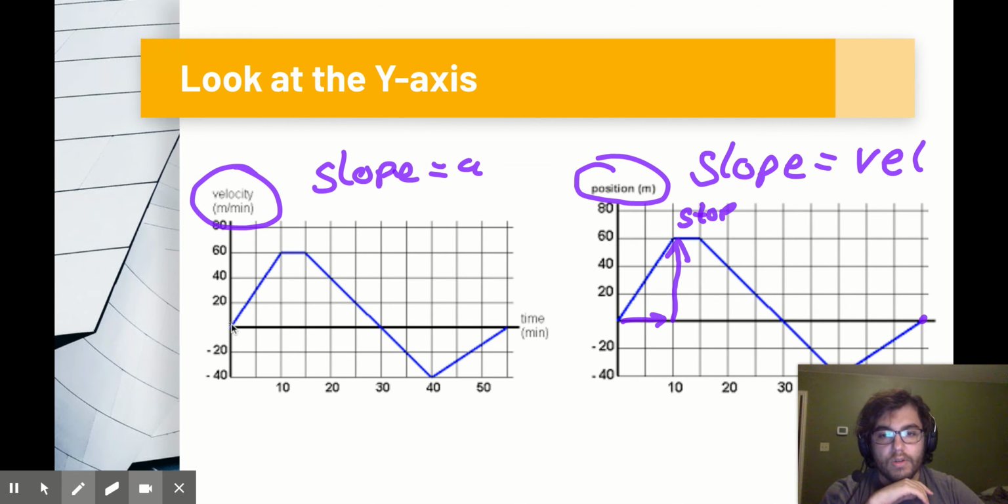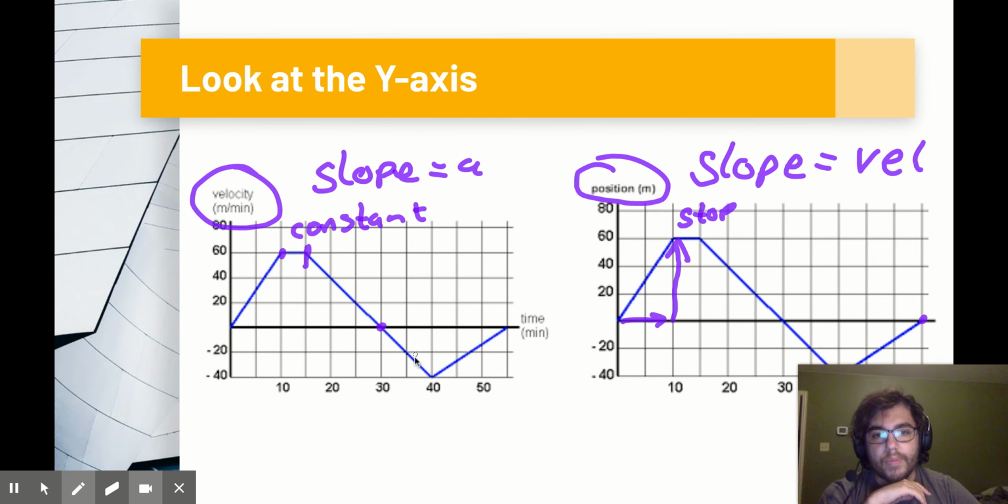Here, we're saying they are speeding up, constantly increasing in speed for the first 10 minutes, and then at this point in time, from 10 to 15 minutes, they're traveling at a constant velocity. Then they're slowing down, and then speeding up in the negative direction.